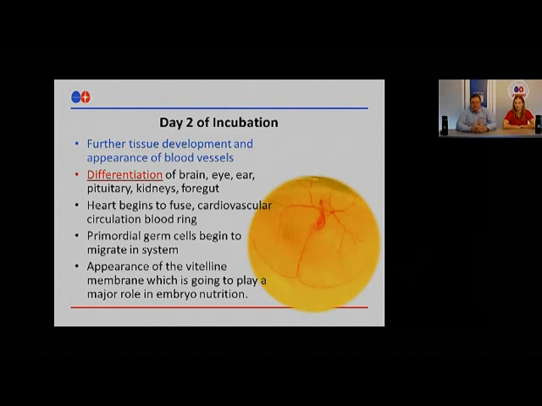See here I have differentiation, day 2. Brain, eye, ear, pituitary, kidneys, forehead, all that stuff, all the cells are designated to where they're going to be and what they're going to be part of.